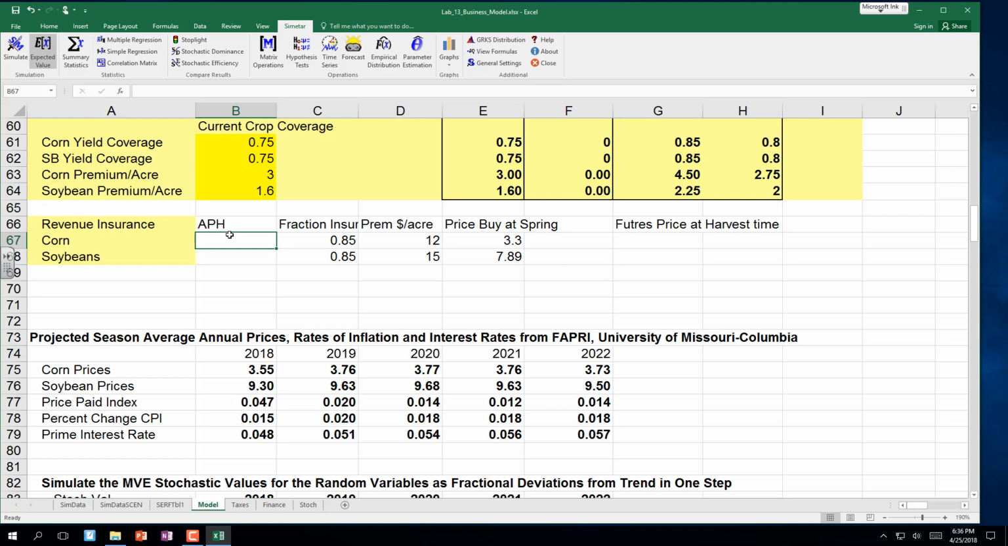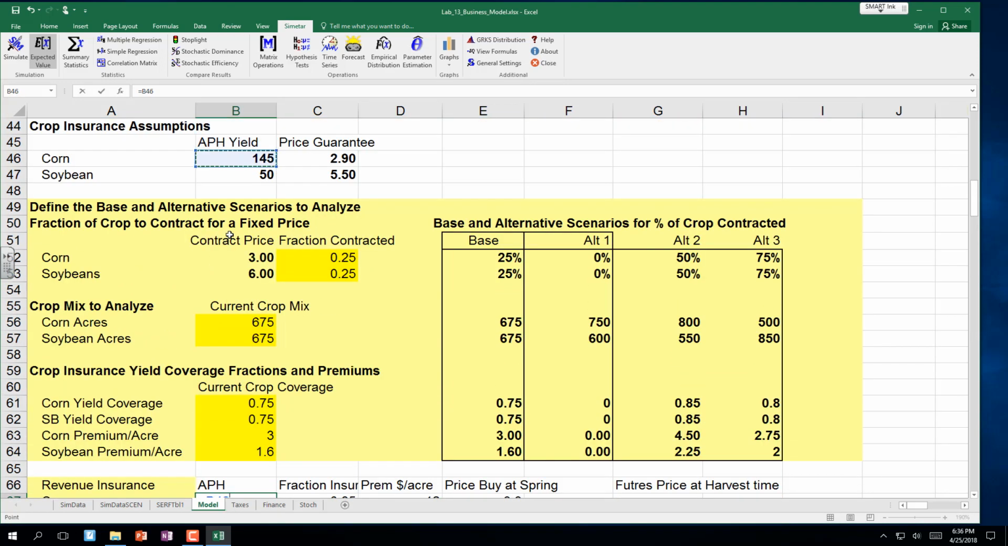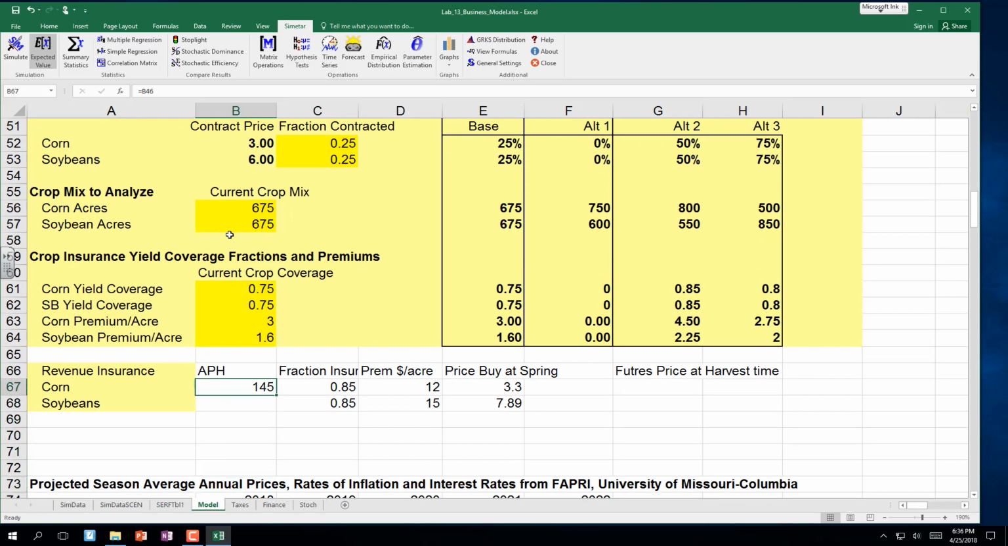And for an APH yield, I'm going to say equal, and I think we'll have an APH yield up here in B46. So equal B46. And then I'm going to drag that down. Or you could have just typed in 45 and 50.